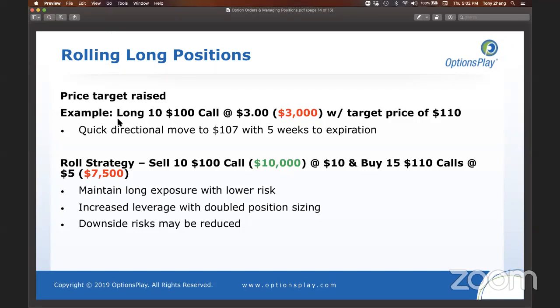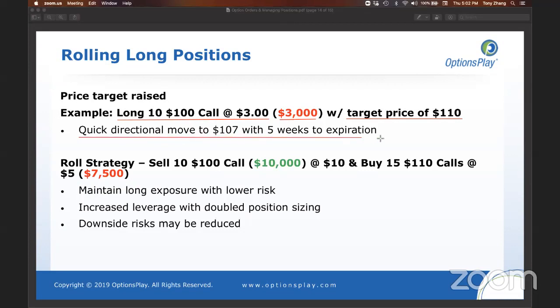I'm long 10 contracts of the 100 strike call, which are $3, which means I have to spend $3,000 on it. I have the same price target of 110. In this particular scenario, I get a very quick directional move to, let's say, 107, and there's still a lot of time left to go. So I get the quick move, doesn't quite hit my target price, and I still have a lot of time to go.